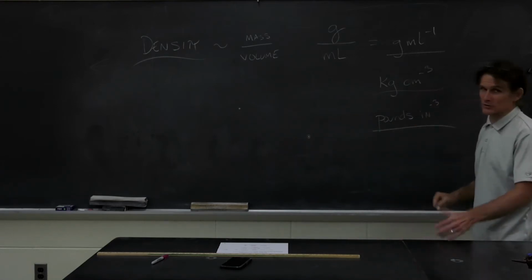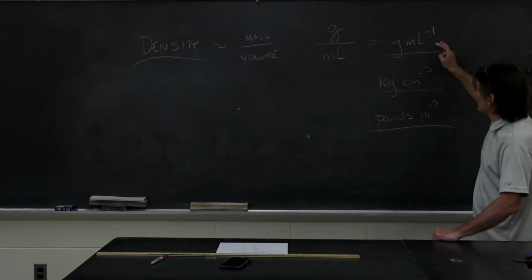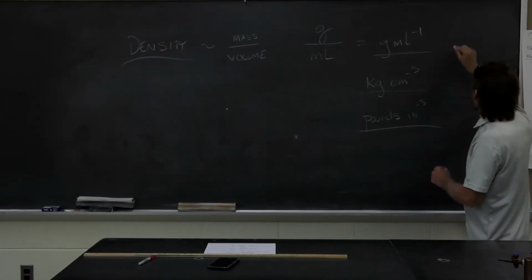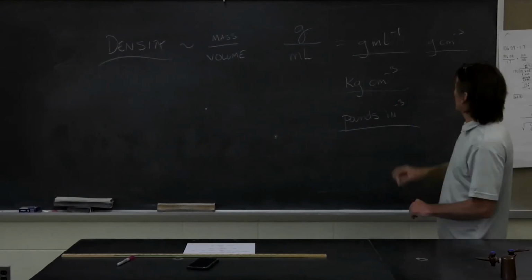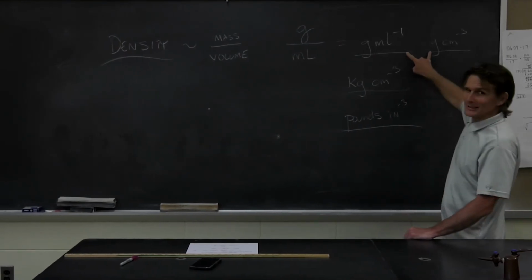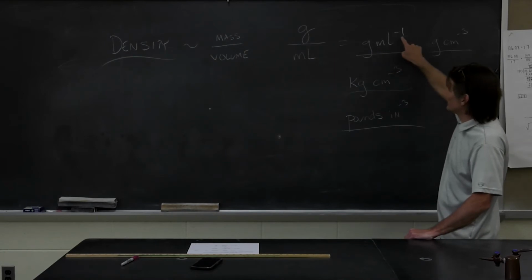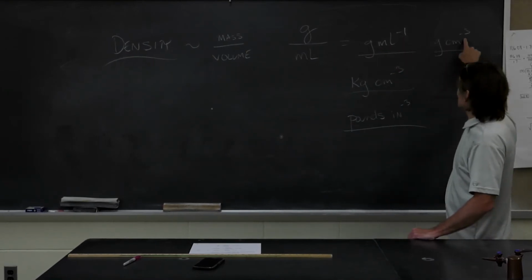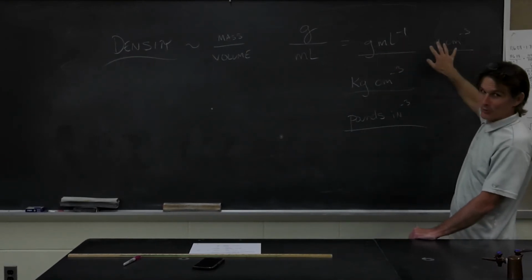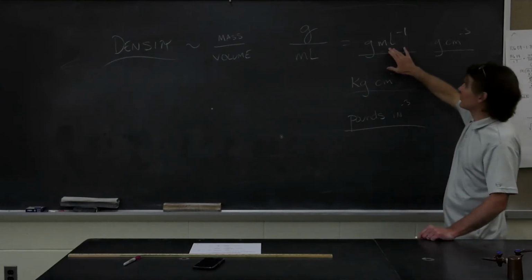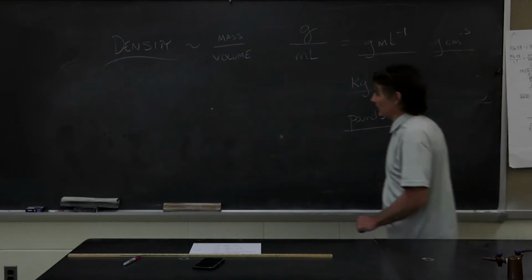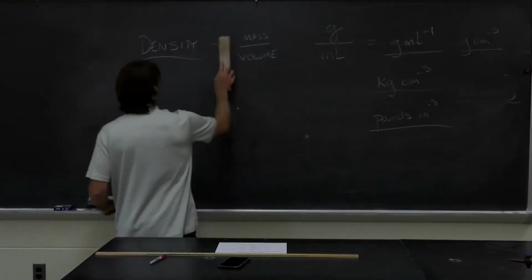Of course, not in this class. We're going to tend to use gram per milliliter and gram per centimeter cubed in this course. Look at that. Those are both density units. In one case, I have gram per milliliter and in the other gram per centimeter cubed. These are both units of density because a milliliter is a unit of volume and a centimeter cubed is also a unit of volume. Let's do a density problem.